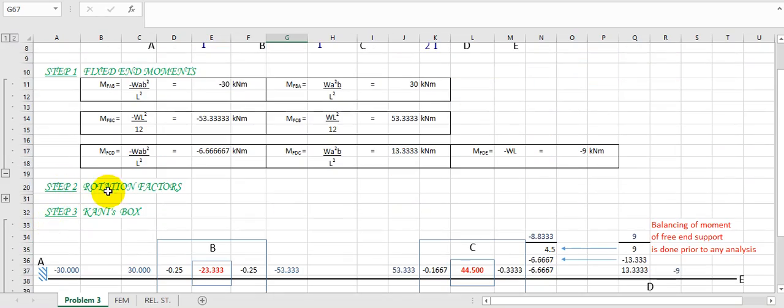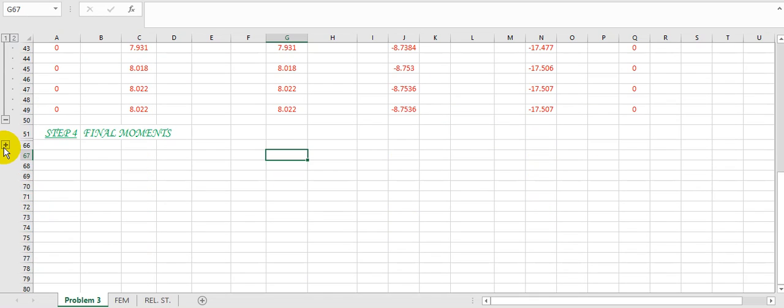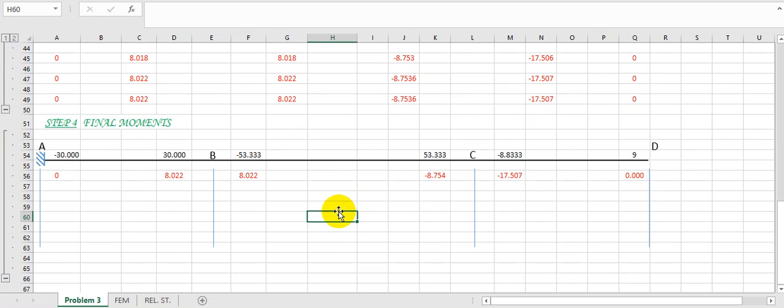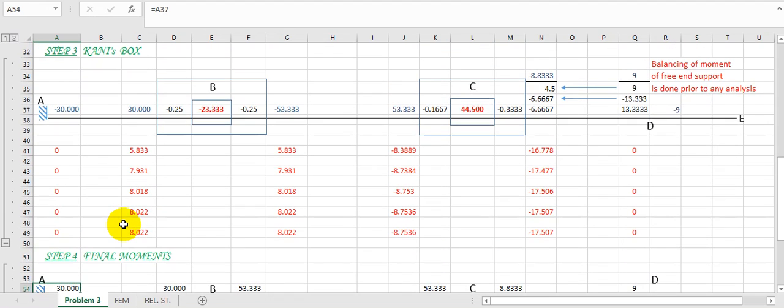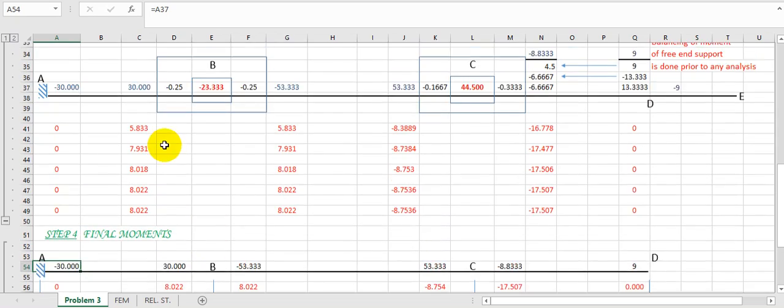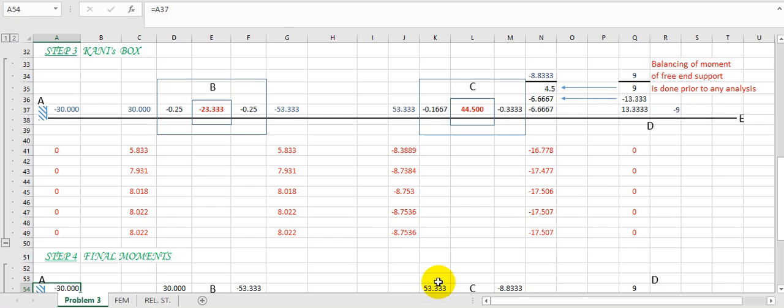Our step 3 is done. All right, and we'll now find the final moments. So we'll first write the fixed end values here: MFAB minus 30, MFBA plus 30, MFBC minus 53.333, MFCB plus 53.333, MFCD is minus 8.833, and MFDC is plus 9.